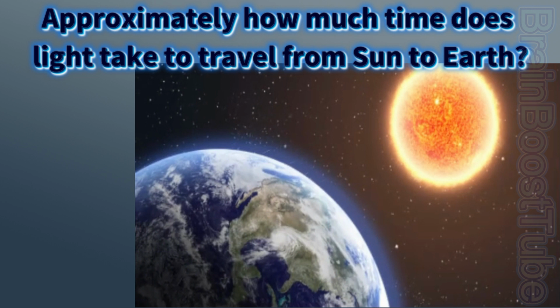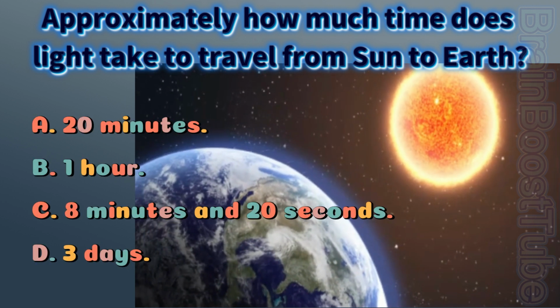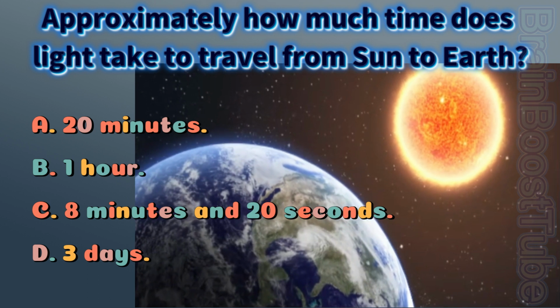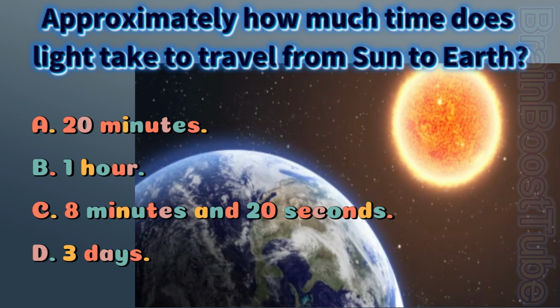Approximately how much time does light take to travel from Sun to Earth? A. 20 minutes. B. 1 hour. C. 8 minutes and 20 seconds. D. 3 days.